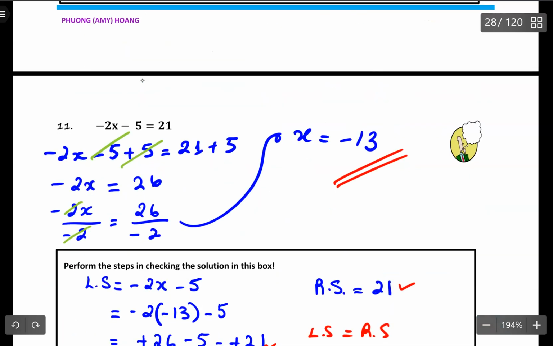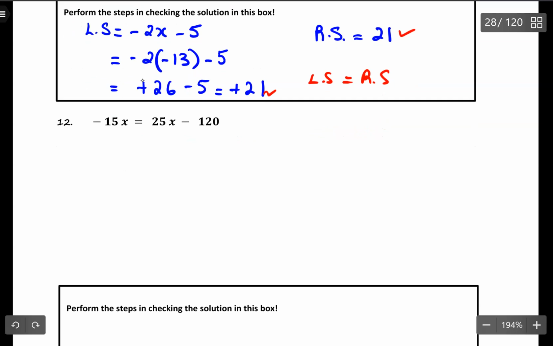Okay, so let's continue on with our number 12. For number 12, what I would like everyone to remember is this. You have negative 15 times x equal to 25x subtract 120. So your goal is this. You want to isolate the x, and you want to have the coefficient 1 in front of x. So where do you want x to stay? On the right hand side or on the left hand side?